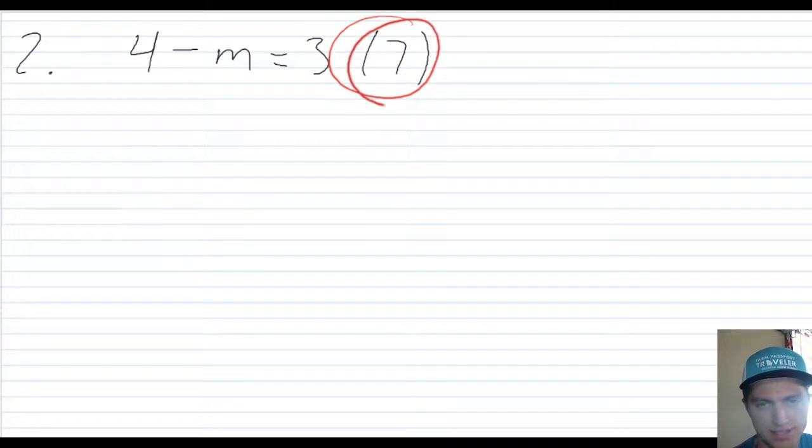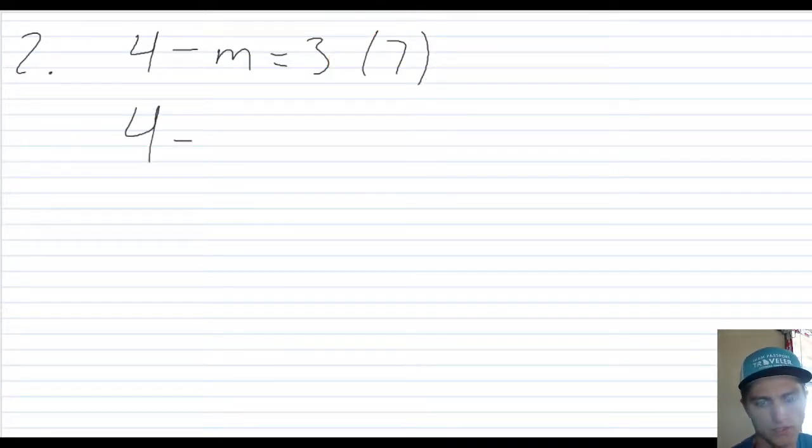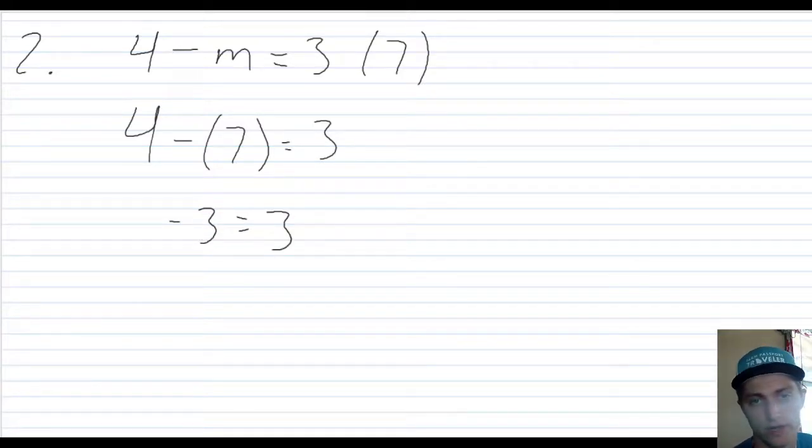The question is, is this a solution? So 4 minus m equals 3. We're substituting, replace that m with a 7. 4 minus 7 equals negative 3, equals 3. Is negative 3 equal to 3? No. Therefore, it is not a solution.